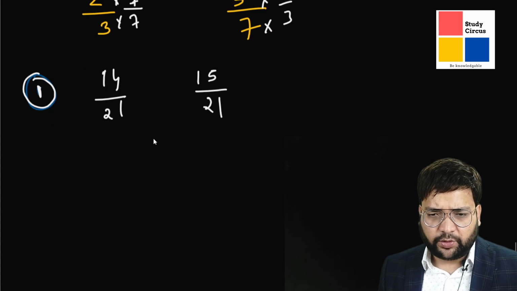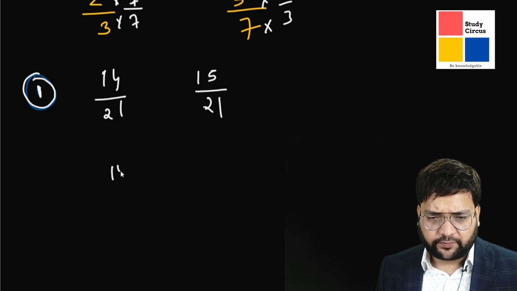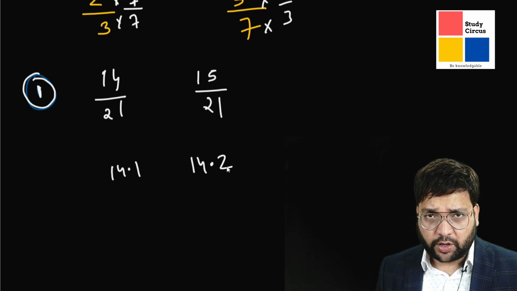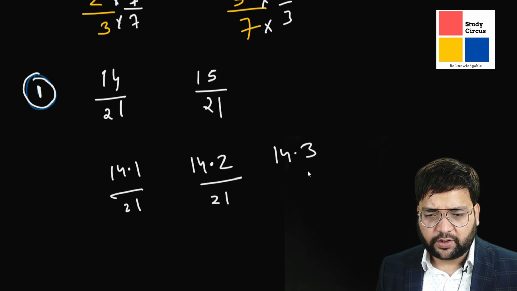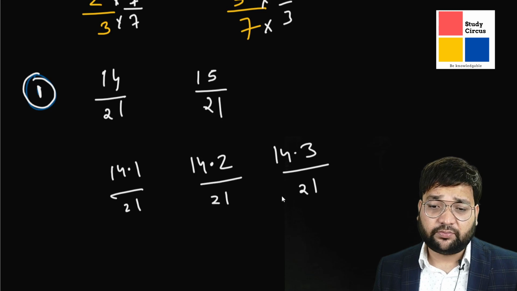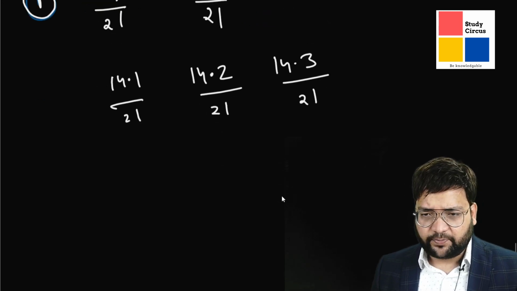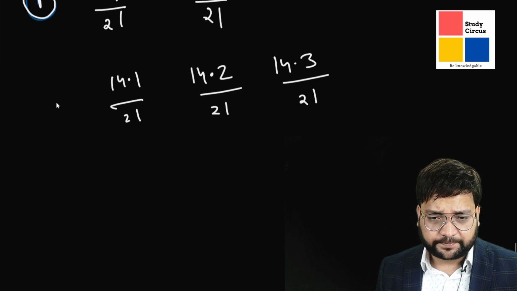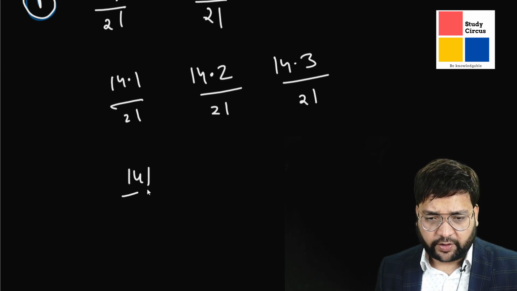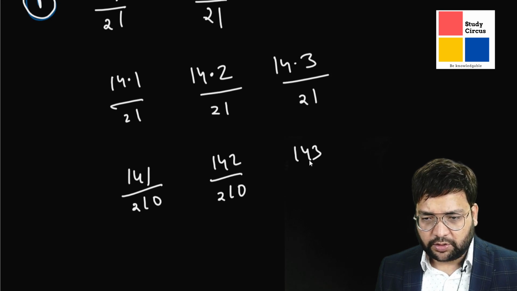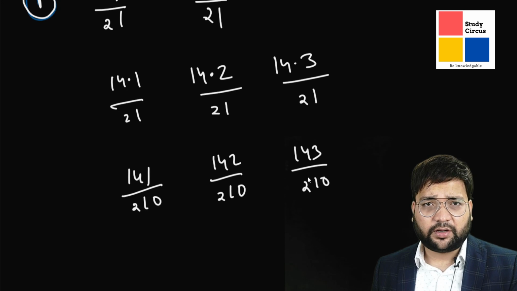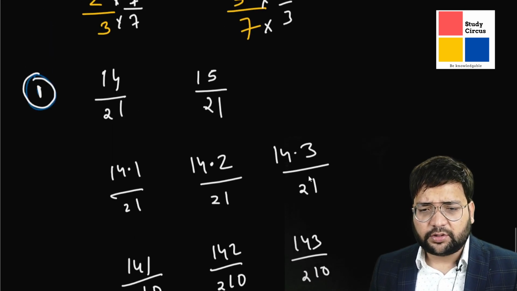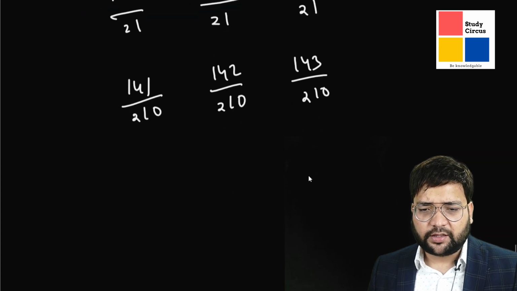So between 14 and 15, let's write three numbers: 14.1, 14.2, 14.3. And then divide by the same denominator, 21, 21, 21. These are three rational numbers. In another form, I can write this as 141 upon 210, 142 upon 210, and so on. All these numbers are in p by q form, hence they are certainly rational numbers. Fine. So make the denominator the same, and then you can write like that.